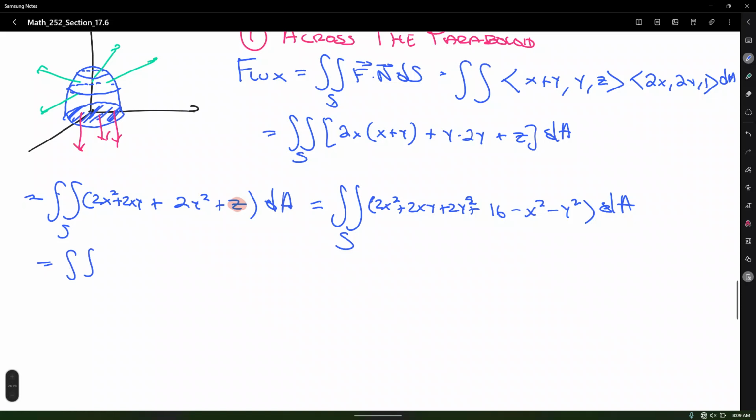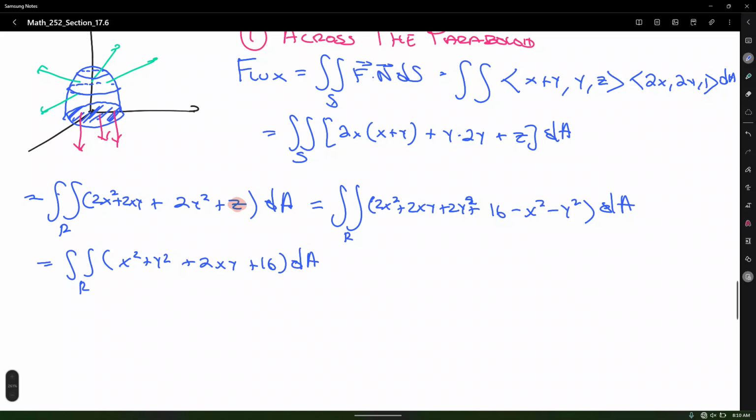I'm not going to iterate yet. I know what you might be thinking, the circular region, but hold on. We'll do that in a second. So still over the region, not over the surface S anymore. That's over the region R, because we are already iterating, right? Over the region R. So that'll be x squared plus y squared plus 2xy plus 16 dA. We'll talk about the limits of integration in a second.